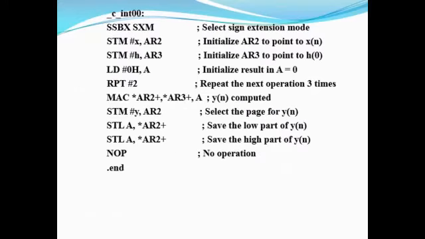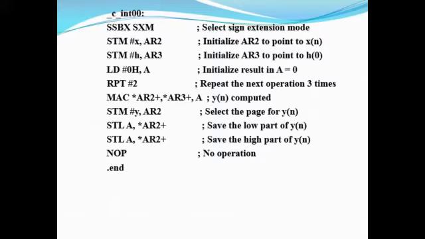SSBX SXM, that is selecting the sign extension mode. Initialize AR2 to point to x of n, initialize AR3 to point to h of 0, then load 0 into the accumulator, that is, initializing or clearing the content of the accumulator. Repeat the next operation 3 times. Then MAC, multiplying the content of AR2 with the content of AR3 and storing it in accumulator A.